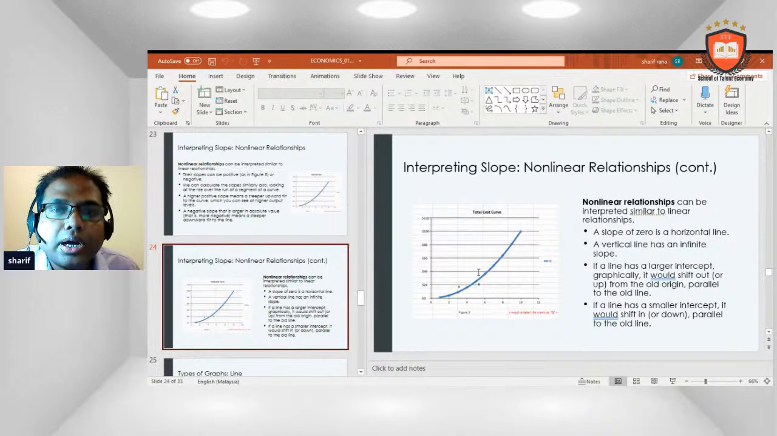Interpreting a slope in a non-linear relationship. A non-linear relationship can be interpreted similarly to a linear relationship. A slope of zero is a horizontal line. A vertical line has an infinite slope.